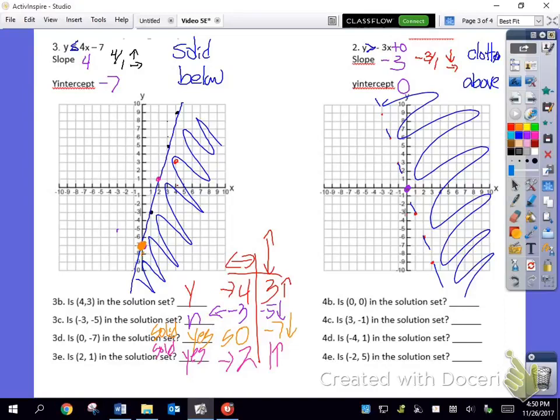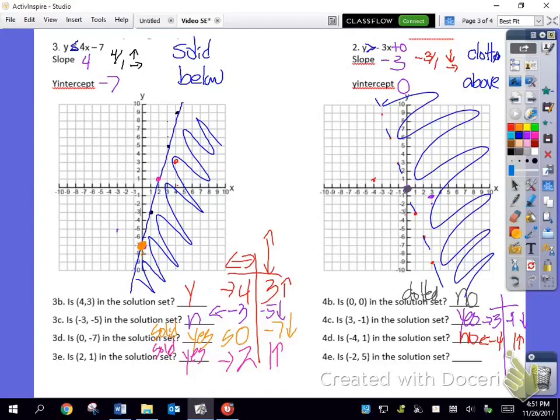0, 0, it is dotted and it's on the line. And if it's on the line and it's dotted, no, it is not included. 3, negative 1. So that means you go right 3, and negative 1 tells you to go down. So right 3, down 1, yep, that's in there. Negative 4, 1. Negative 4 tells me to go left, and 1 tells me to go up. So negative 4, 1, nope, that does not match.